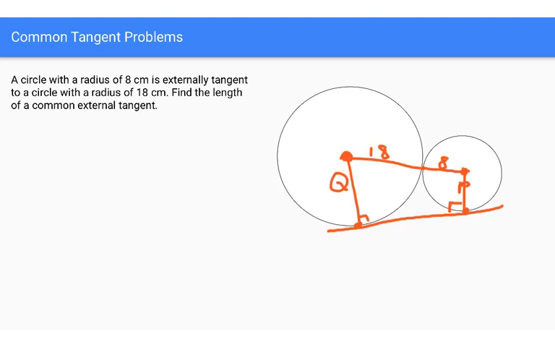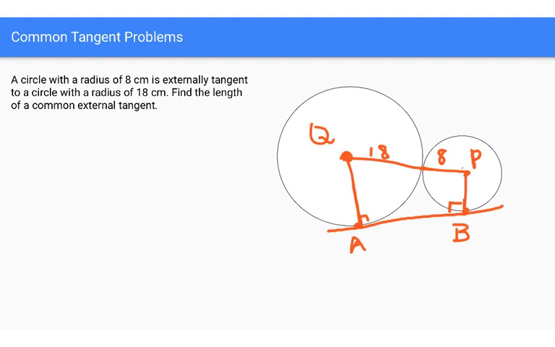I'm going to clean up my diagram a little bit, just to try to make it clearer for you. So that's 8. I call this circle P, so I'll put my P up here so it's a little bit out of the way, and this one Q. Thinking about the steps once I've drawn it again, I am trying to find the length of this common external tangent. Let me call this A and this B. So the length from A to B.